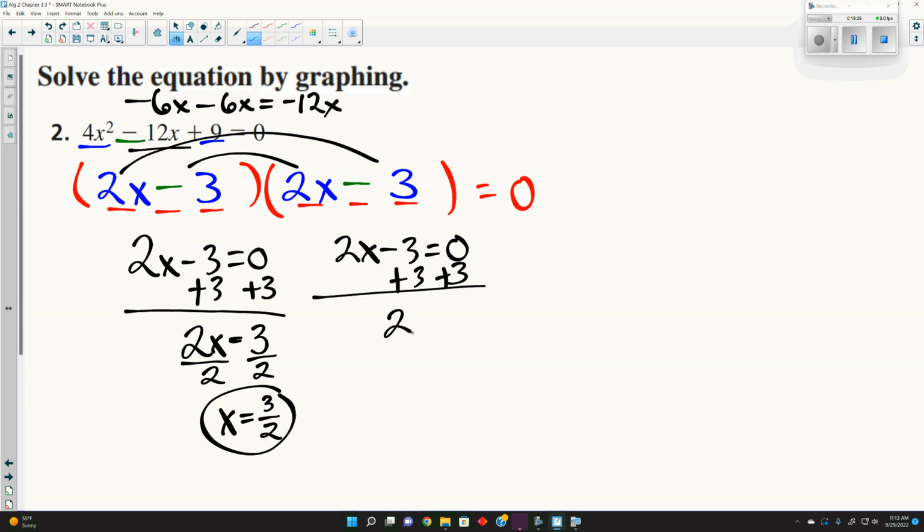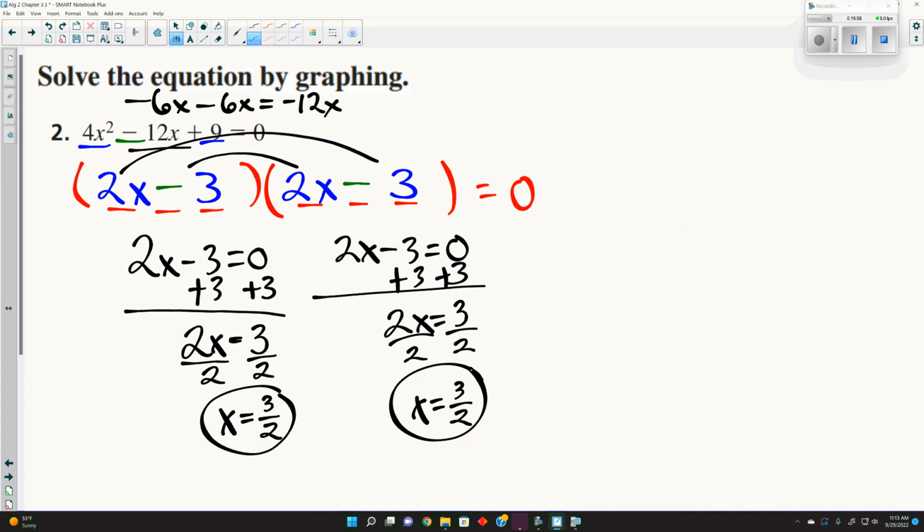We can do the same thing on the other side. Add 3. Then divide by 2, telling us x is. So again, we do have two solutions, but they are the same.